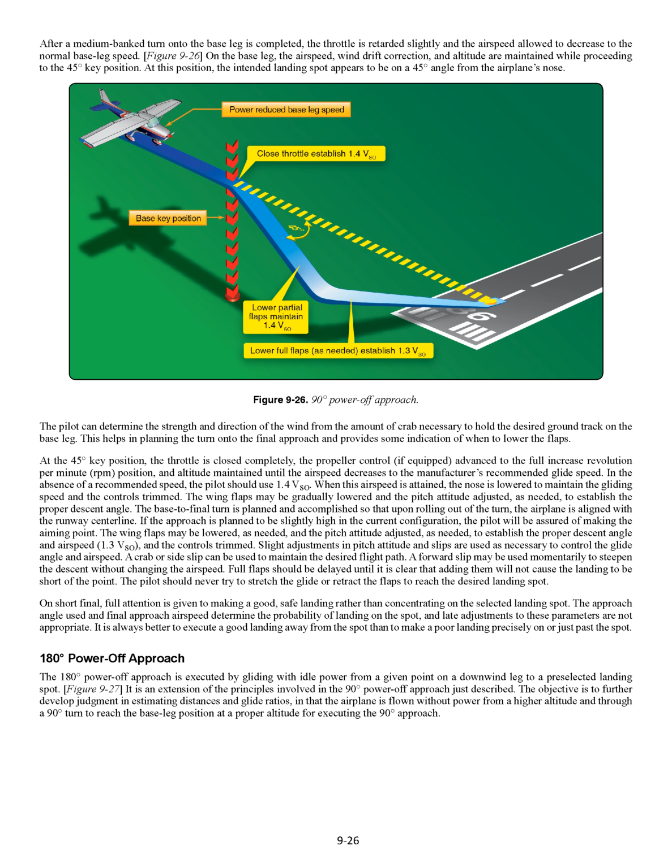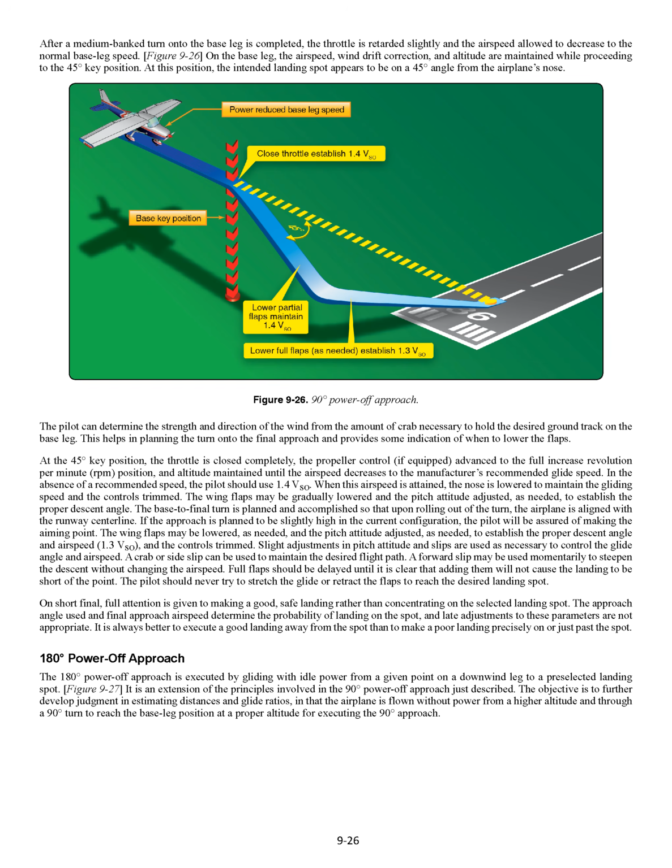On the base leg, the airspeed, wind drift correction, and altitude are maintained while proceeding to the 45 degrees key position. At this position, the intended landing spot appears to be on a 45 degrees angle from the airplane's nose. The pilot can determine the strength and direction of the wind from the amount of crab necessary to hold the desired ground track on the base leg. This helps in planning the turn onto the final approach and provides some indication of when to lower the flaps.